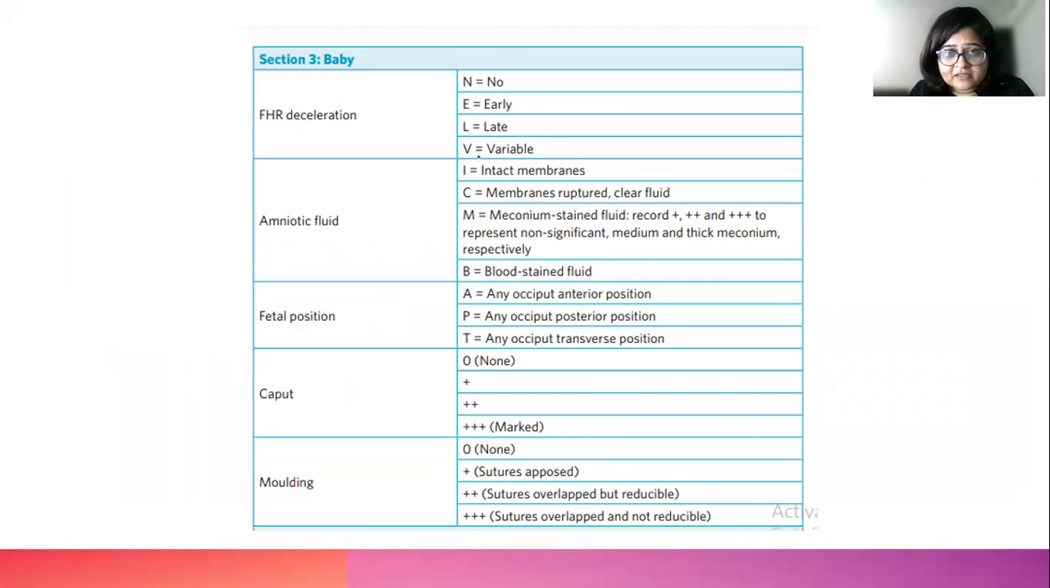Okay, so these are again the abbreviations that you need to use. Fetal heart rate decelerations, late is the alert one. Okay, amniotic fluid, 3+ meconium, that is thick meconium, or blood stained, are the alert ones. I for intact membrane, C for clear. M for meconium, B for blood stain. Fetal position, occipito anterior is the good one. P and T are alert findings, posterior or transverse. Again, caput, 3+ is alert, and molding, 3+ is alert. So these are the fetal things you need to look at.